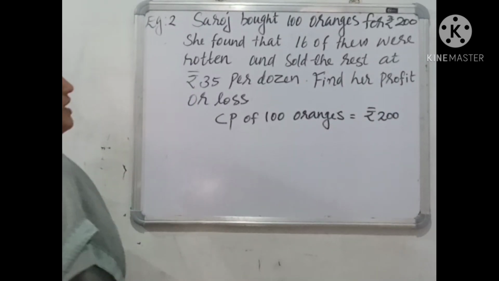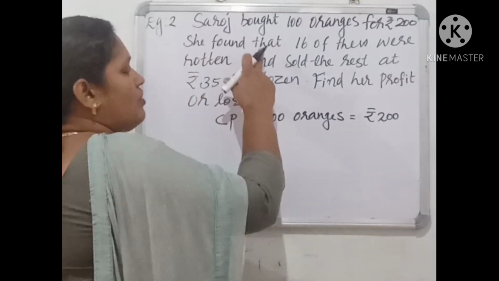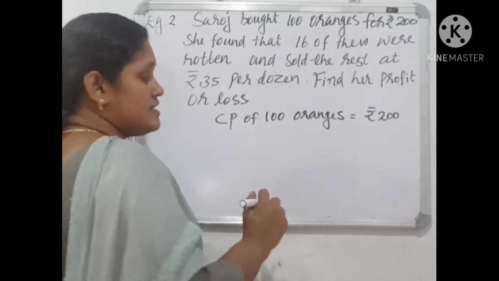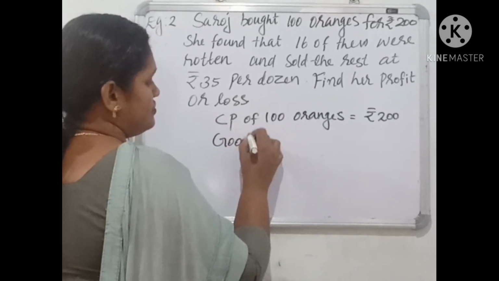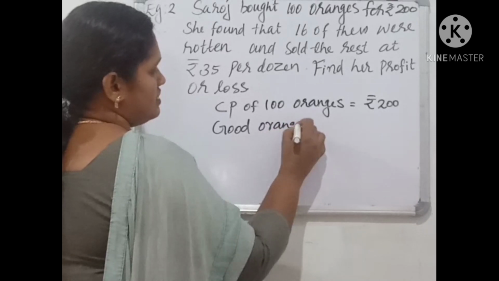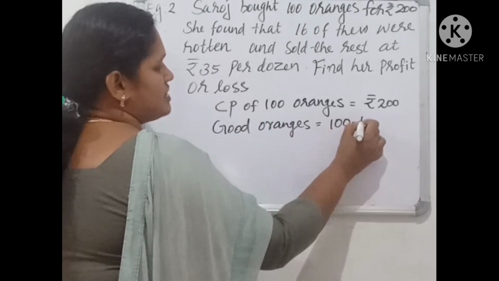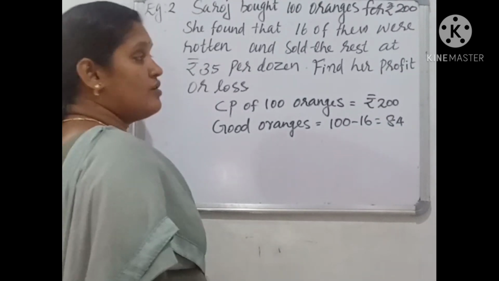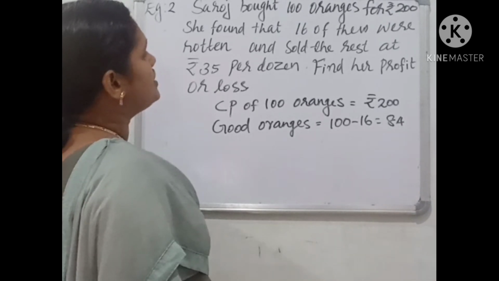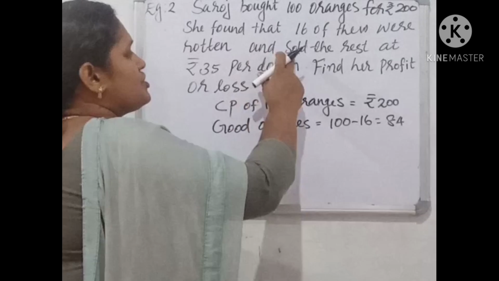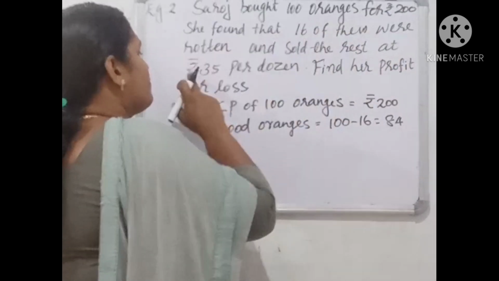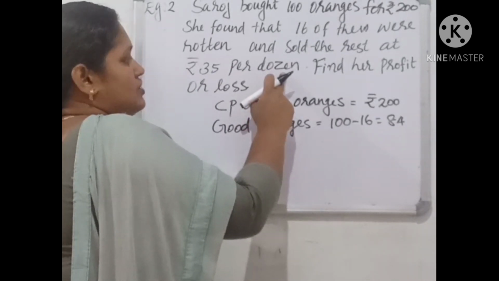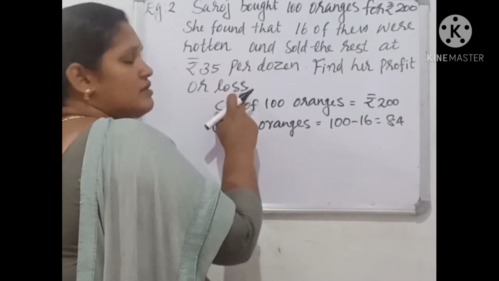Then she found that 16 of them were rotten. So the number of good oranges equals 100 minus 16, which equals 84. 84 oranges are good. Then what did she do? She sold the rest at rupees 35 per dozen. Dozen means 12.